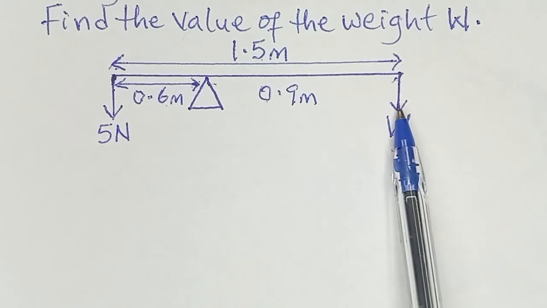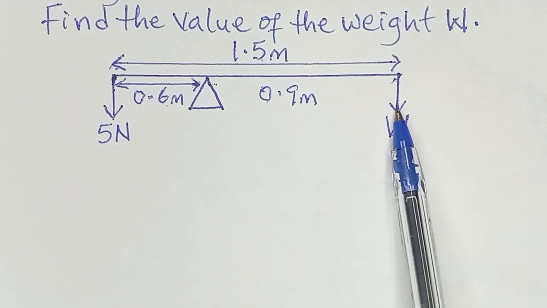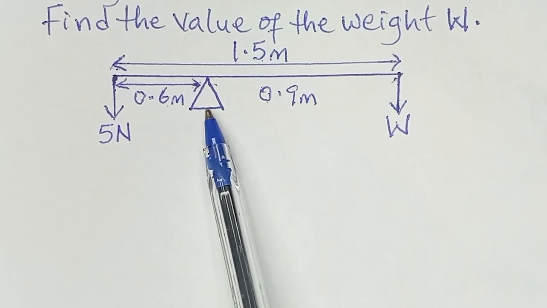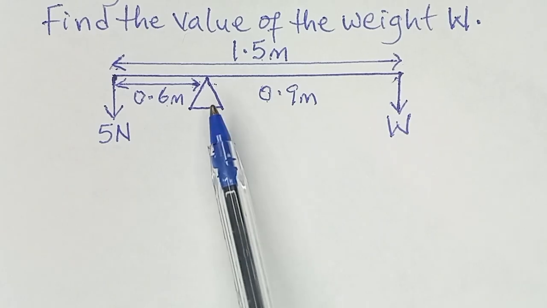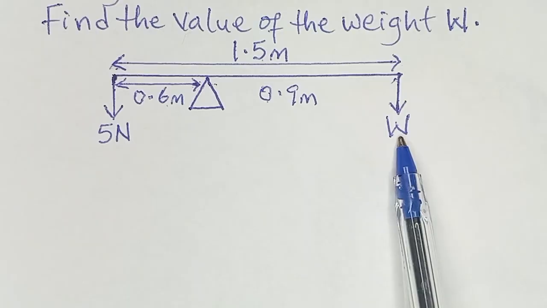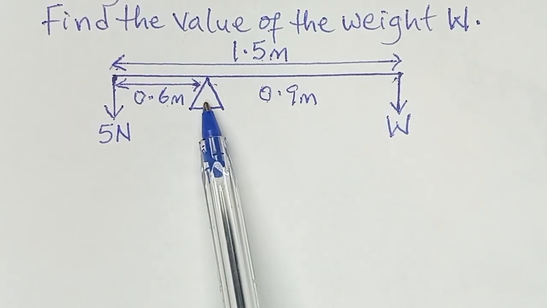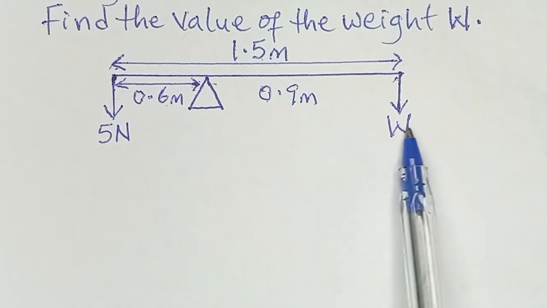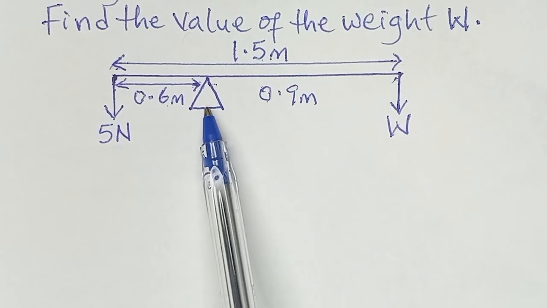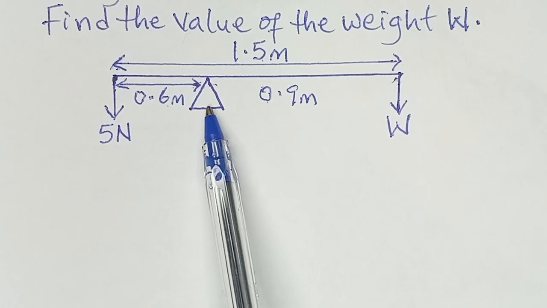So the total clockwise moment will be this weight here, W, multiplied by its distance from this support. Don't forget, to get the moment, the weight or the force acting is multiplied by the distance. That is the formula for moment, force times distance. So the force here, which is the weight, multiplied by the distance from that point that we are taking a moment about. So we are taking moment about this support, this pivot.